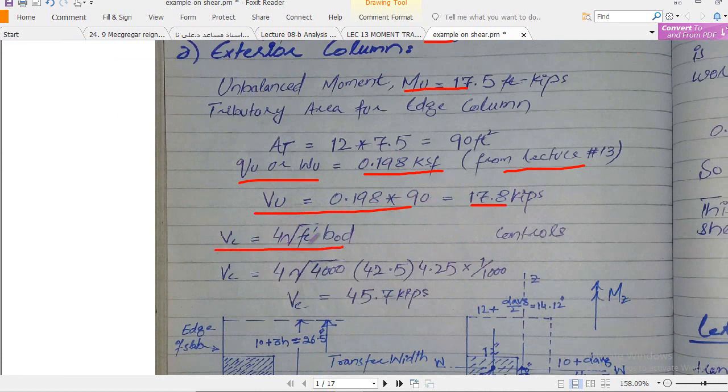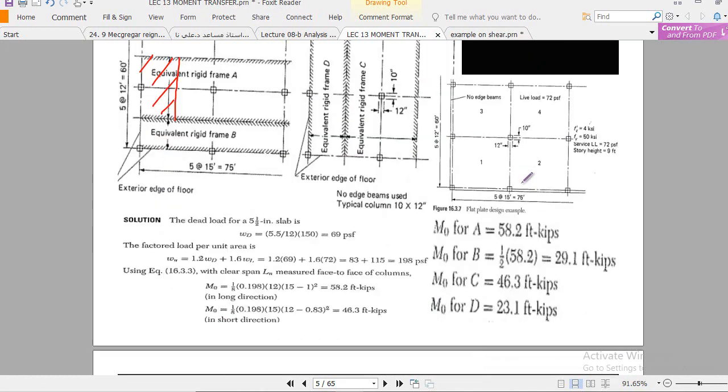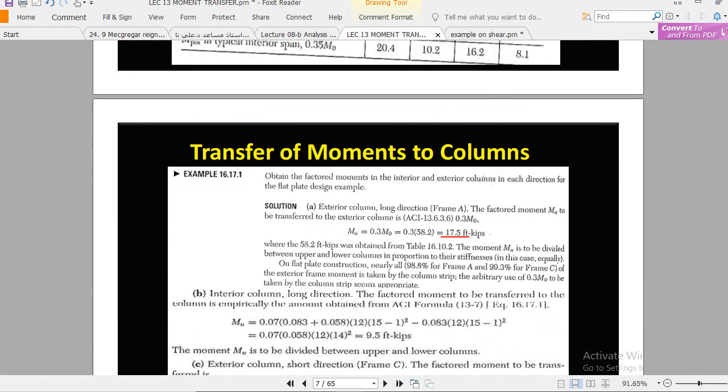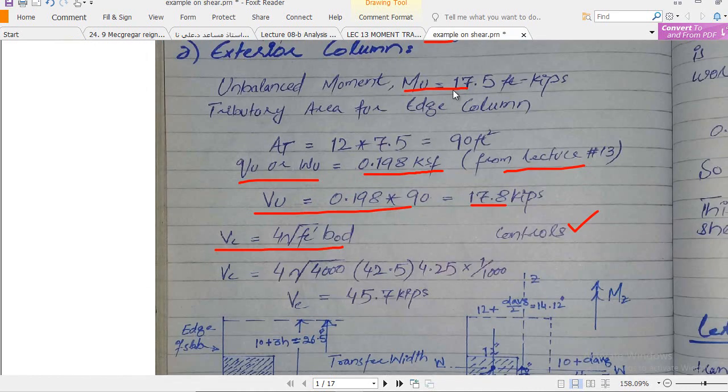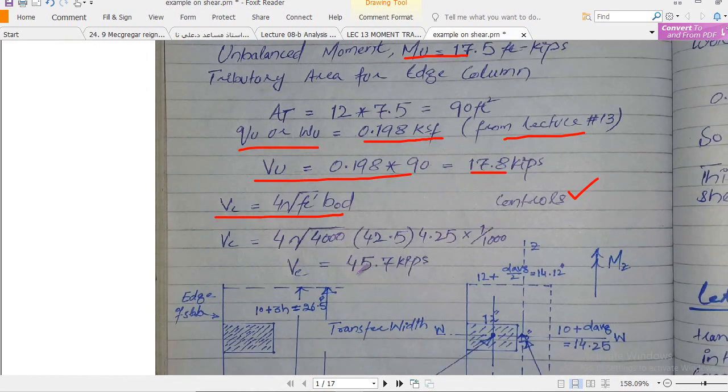You have to use those 3 equations, and by using those 3 equations, this equation basically governs, right? So what are those 3 equations? You must check those equations as well, because these 2 equations are not governing. You see here 5.3 and 5.0, so that's why I'm skipping these 2 and I will use this one. So my VC is 45.7 kip, right?